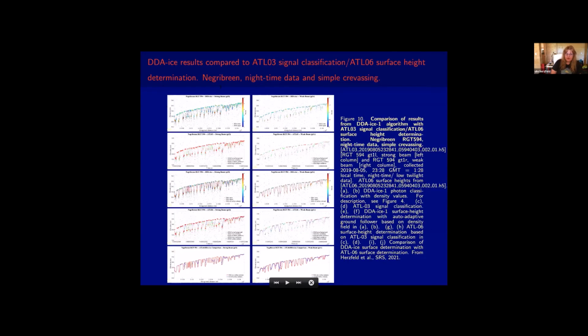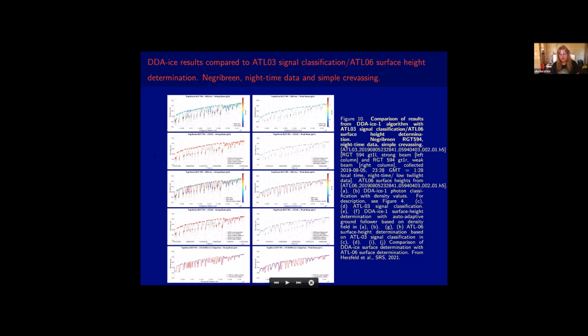This is a bit of a complex picture. We compare easy situations, meaning nighttime data, night it's dark, right? So not so many photons in the background. And a case of simple crevassing, which is over Nigribreen, we have these square top blocky crevasses pretty much. The first level of the algorithm shows you the density field, right? So you have higher reflections at the surface, lower reflections at the bottom, and left is strong beam, right is weak beam.